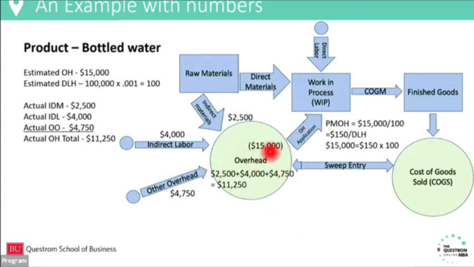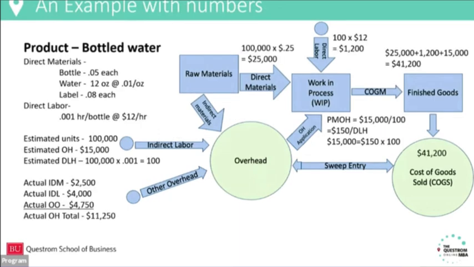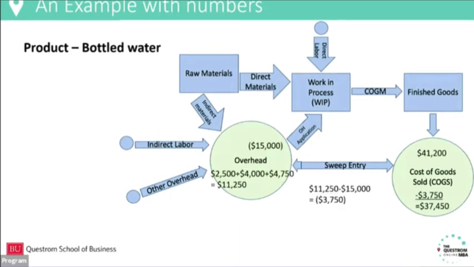At the end of the period, the $15,000 is a credit and the $11,250 is a debit. They'll net out to each other and we'll be left with $3,750. And that's where the sweep entry comes into play. The sweep entry will then move that over into COGS, and we ended up with $41,200 worth of cost coming out of finished goods, but then the true-up adjustment at the end of the period was $3,750, leaving the net amount on our cost of goods sold to be $37,450. Let's test and make sure that this worked.